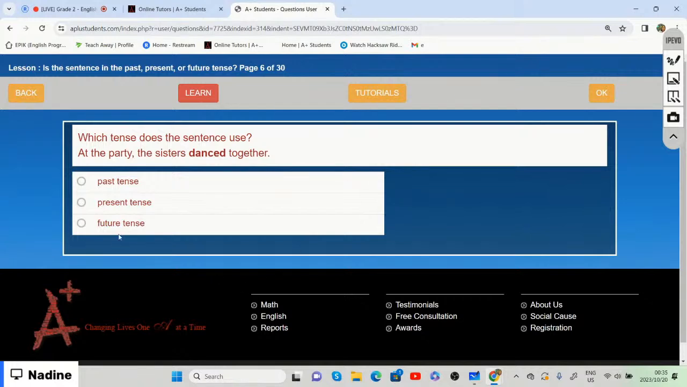All right, so if we look at the word danced that ends in ed, we can say it is in the past tense. Something that they did. They danced together.